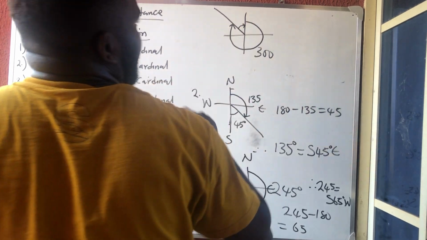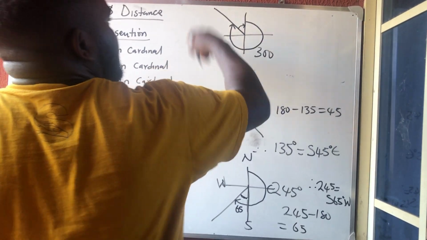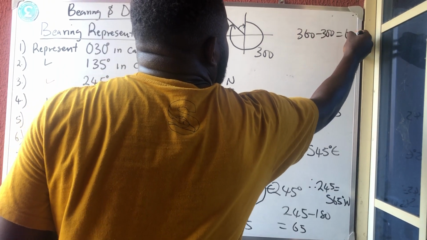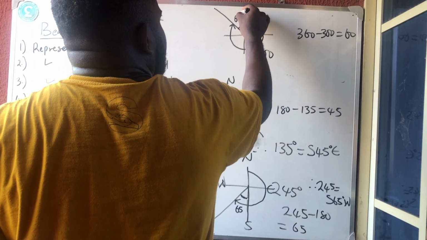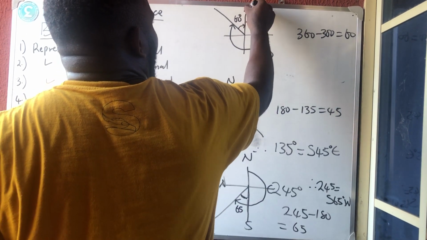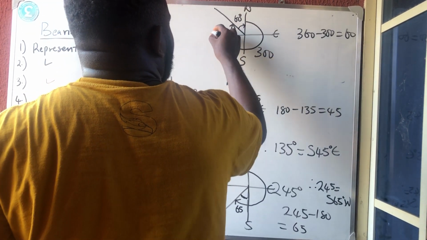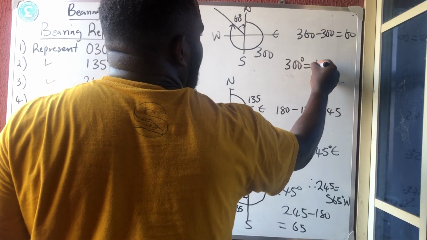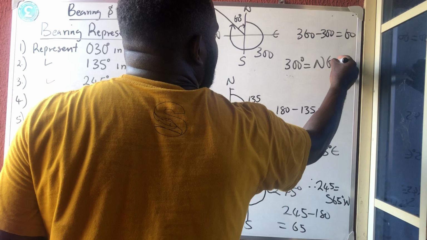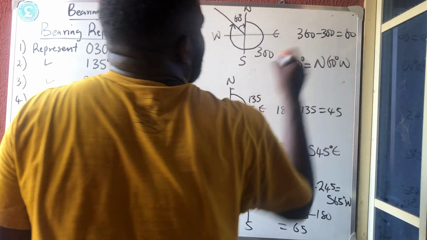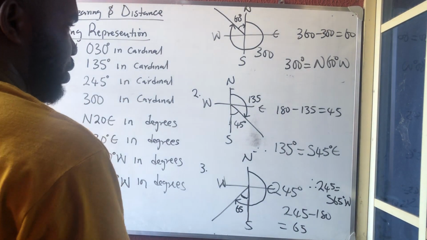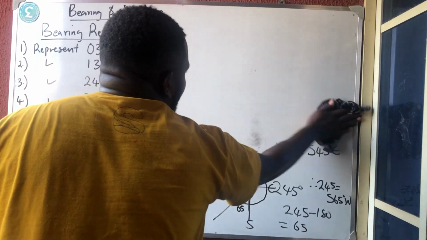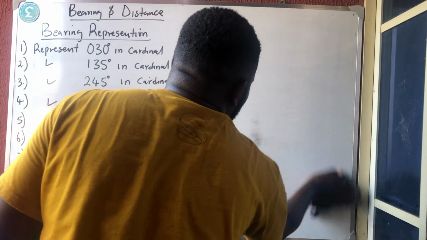I know that the total circle is 360. So I can say 360 minus 300, which is 60. So here is my 60 degrees. I will now put north, south, east, and west. So my answer becomes: 300 degrees is the same thing as saying north 60 degrees west. You see, it's very, very simple to represent. So that is moving from degree to cardinal.